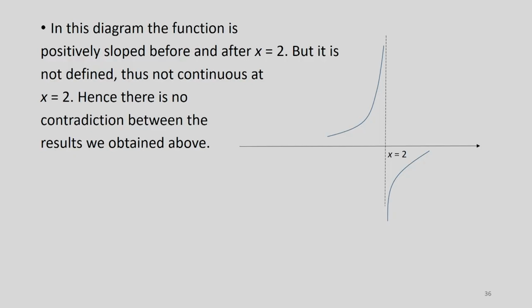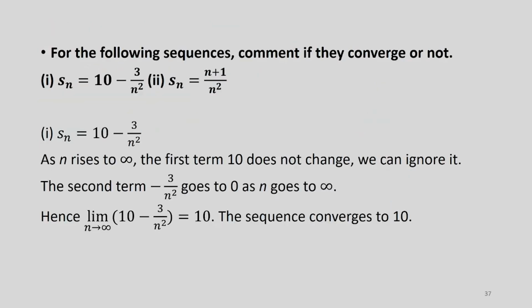So there is no contradiction between the results that we obtained here. So this is the reason. There is no contradiction, it is just that the function is not defined at a particular point.